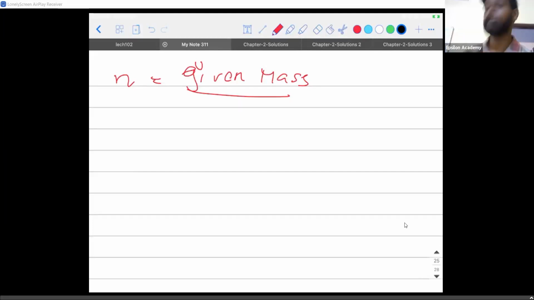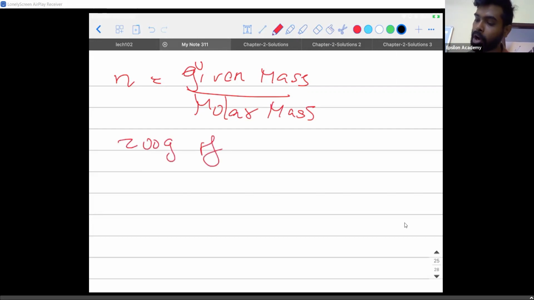Okay, right. So the number of moles formula is given mass divided by the molar mass of the substance. This we already know, right? So we'll take some examples. Say if I tell you that I have, say, 200 grams of calcium hydroxide, or we'll take calcium carbonate.